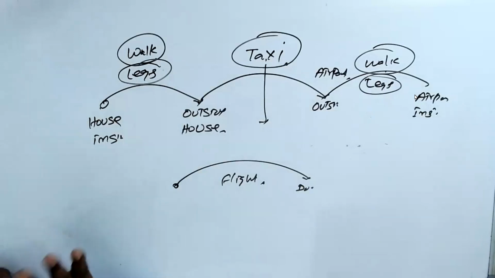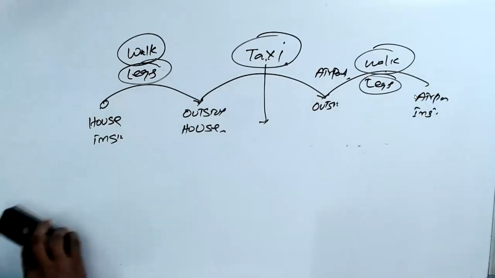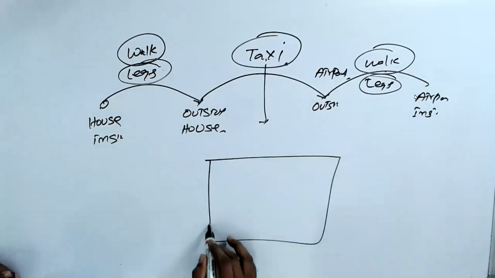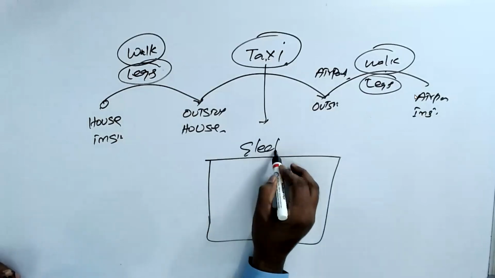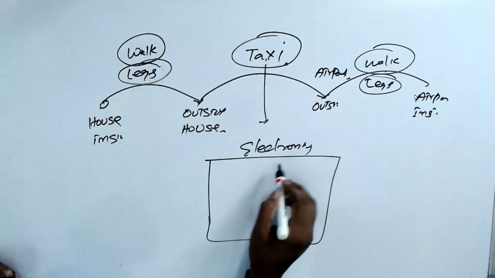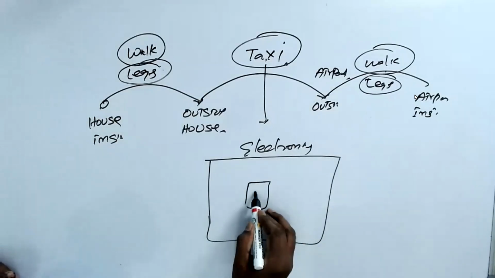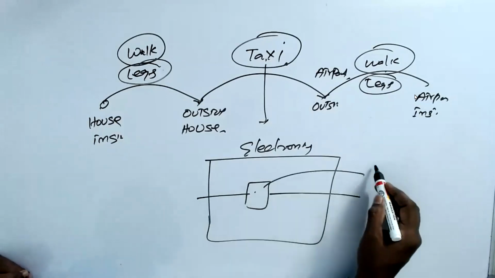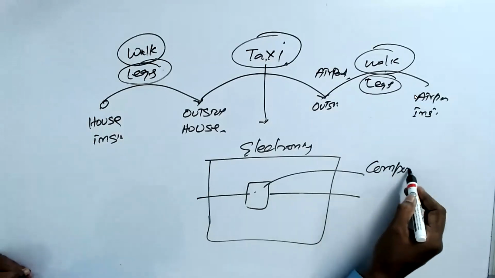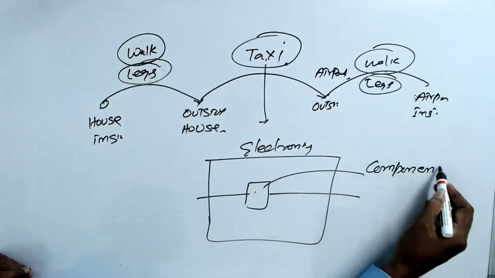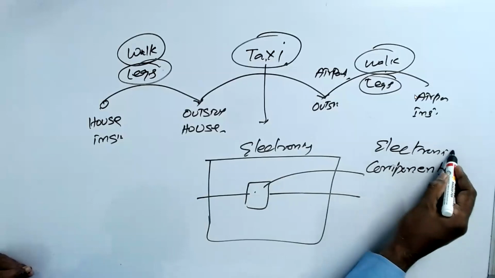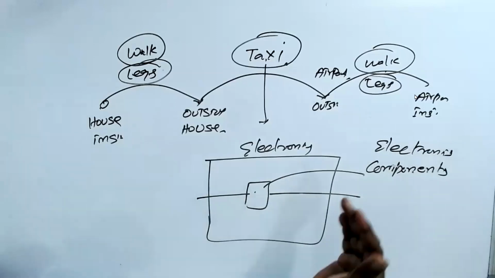So don't get confused. That's why here we call this block electronics. Inside, there are small things which help you to achieve the input output. These are called components. Electronic components. Don't get confused between electronic components and electronics.